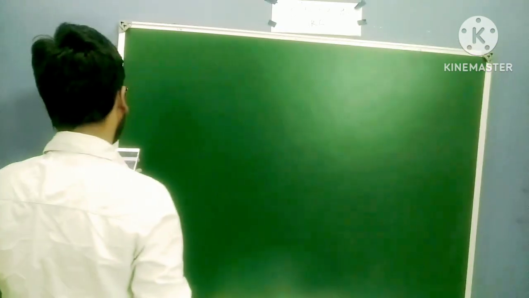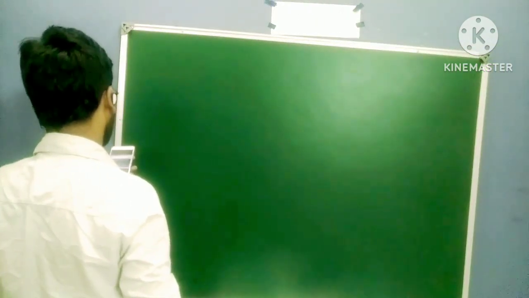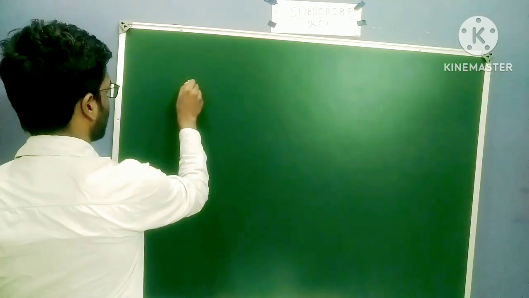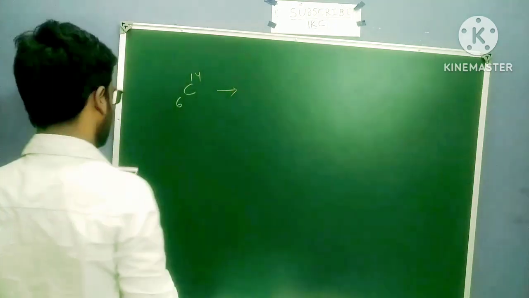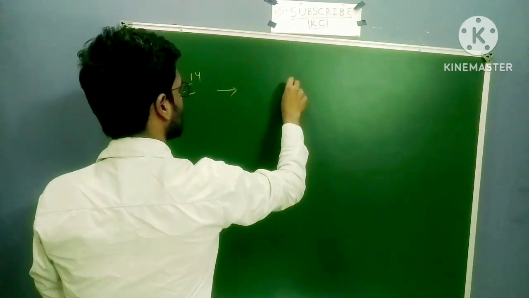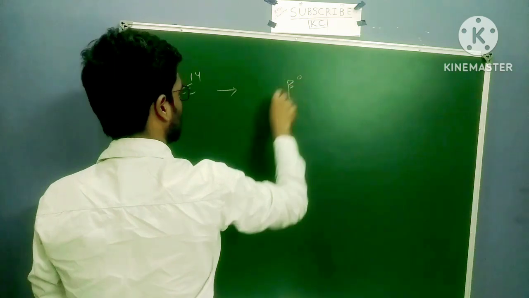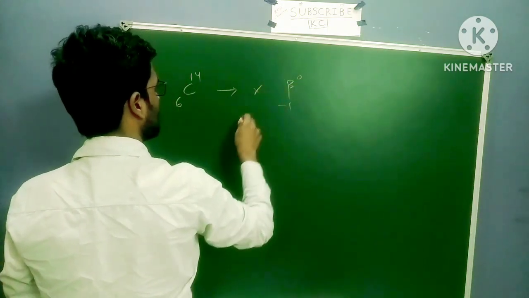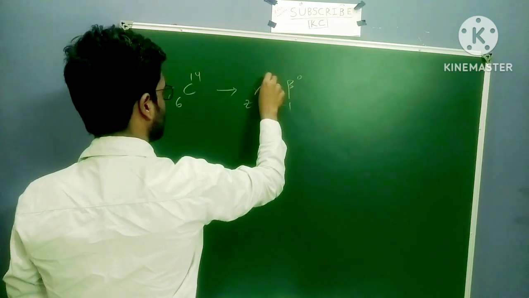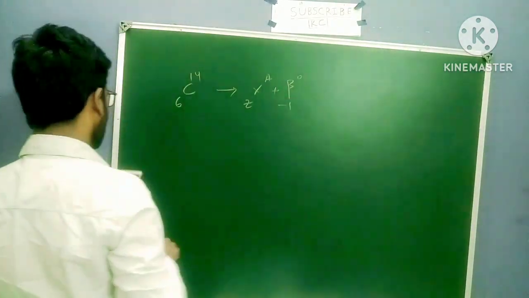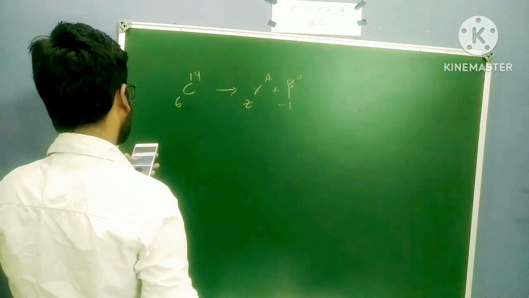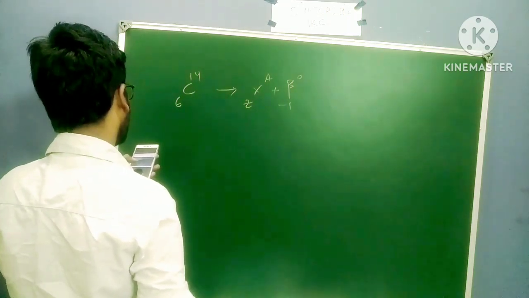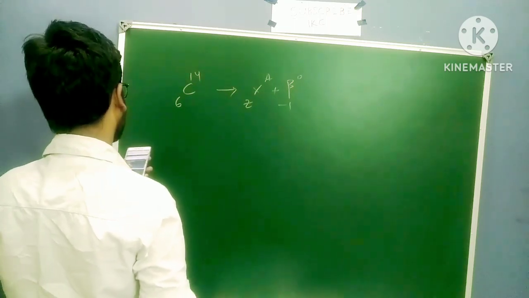So the first question is: loss of beta particle is equivalent to... Suppose I'm taking carbon 6, 14. Loss of beta particle means here a beta particle is emitting. I don't know which nucleus is forming, so I'm writing Z, A. The options are: first, increase of one proton only; second, decrease of one neutron only; third, both A and B; fourth, none of these.